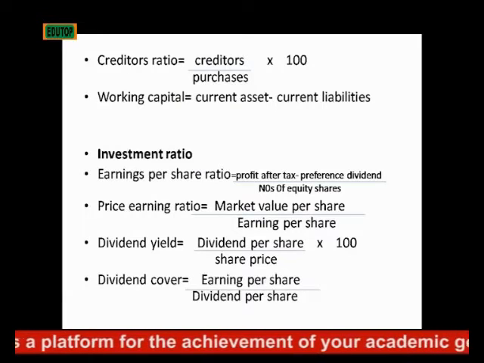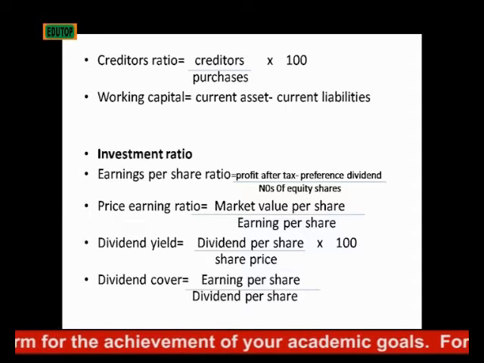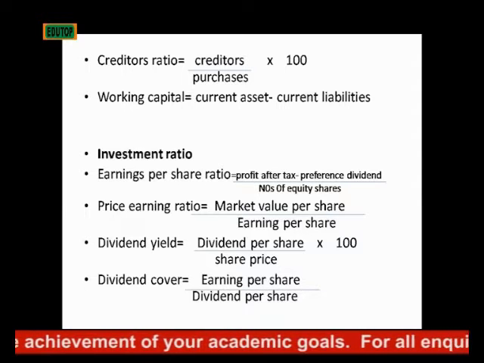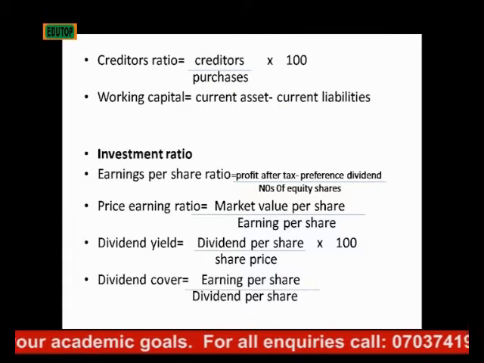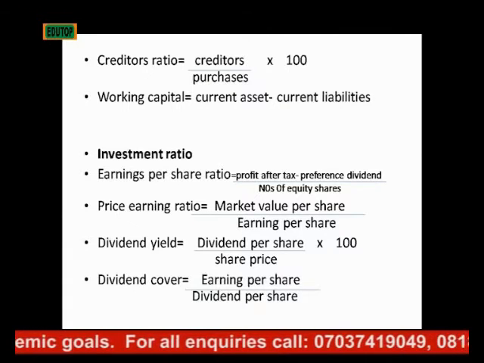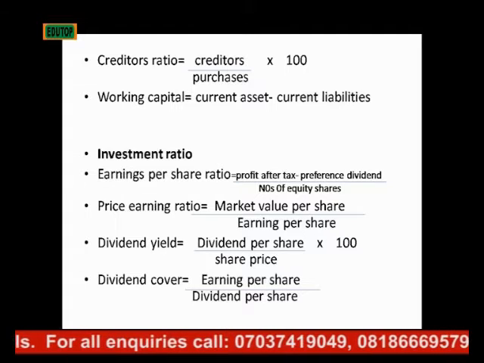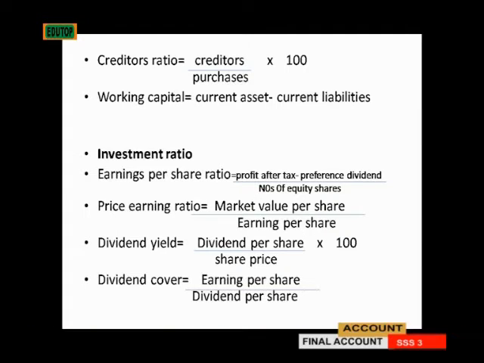So now we're talking about the earning per share ratio, and you can get it by using profit after tax minus preference dividend, divided by number of equity shares. That means number of shares issued to the public. You can easily know your earnings per share, which is the EPS.